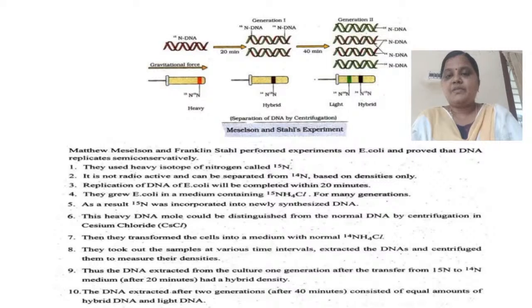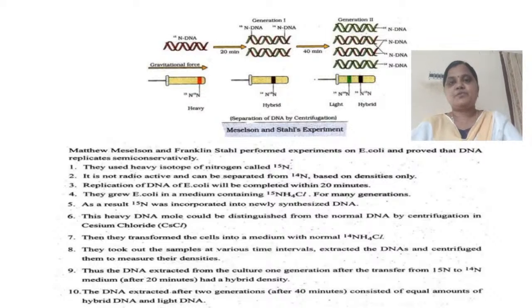In this diagram, if you see, first the gravitational force, and two generations are there, generation 1 and generation 2. 15N DNA and 15N DNA, and 14N DNA in generation 1. And in generation 2, if you observe, 14N DNA and 15N DNA alternate. In generation 1 it takes 20 minutes, and after that 40 minutes. The gravitational force for 15N DNA is heavy. For generation 1, it is hybrid. In generation 2, it is light and hybrid.